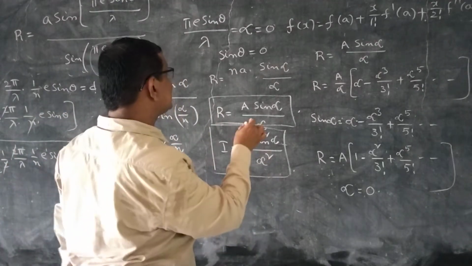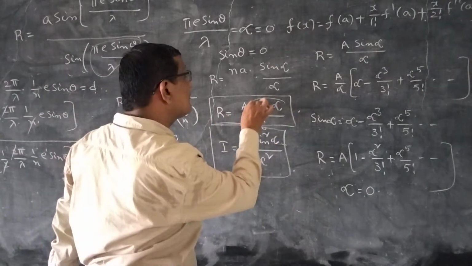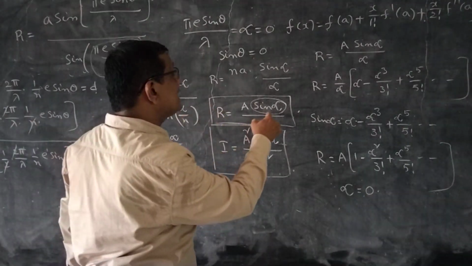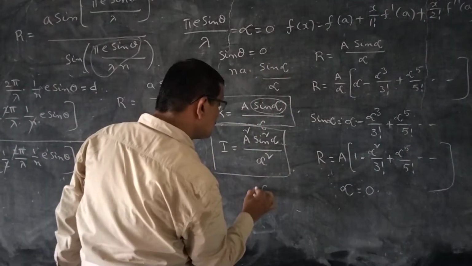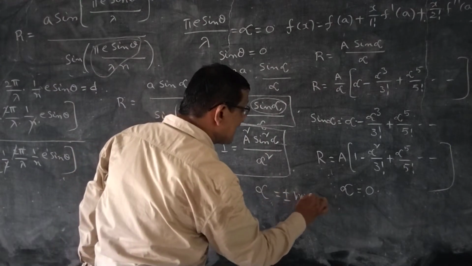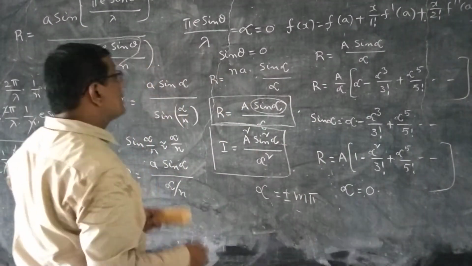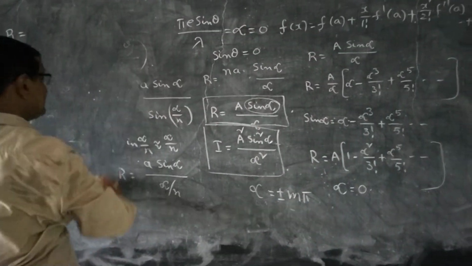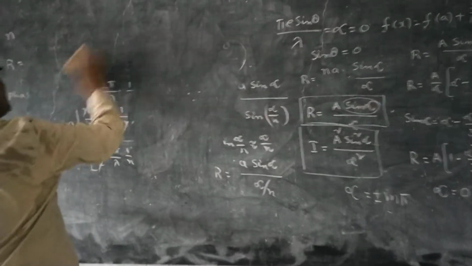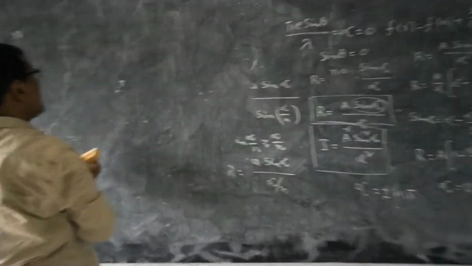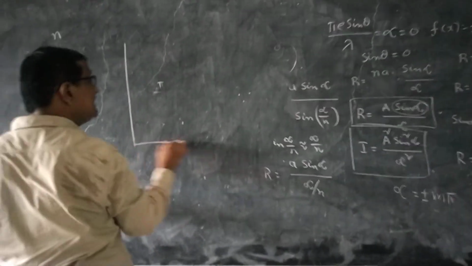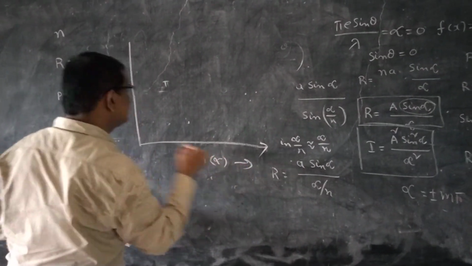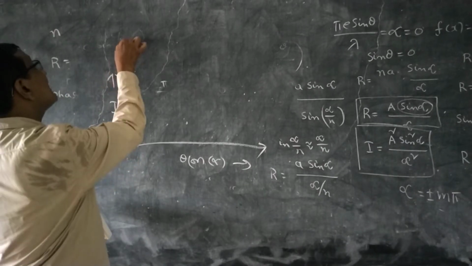For the minimum condition, R is minimum when sin alpha is 0. When sin alpha is 0, alpha is equal to plus or minus m pi. Suppose we are drawing a graph between theta or alpha on the x-axis and intensity on the y-axis.